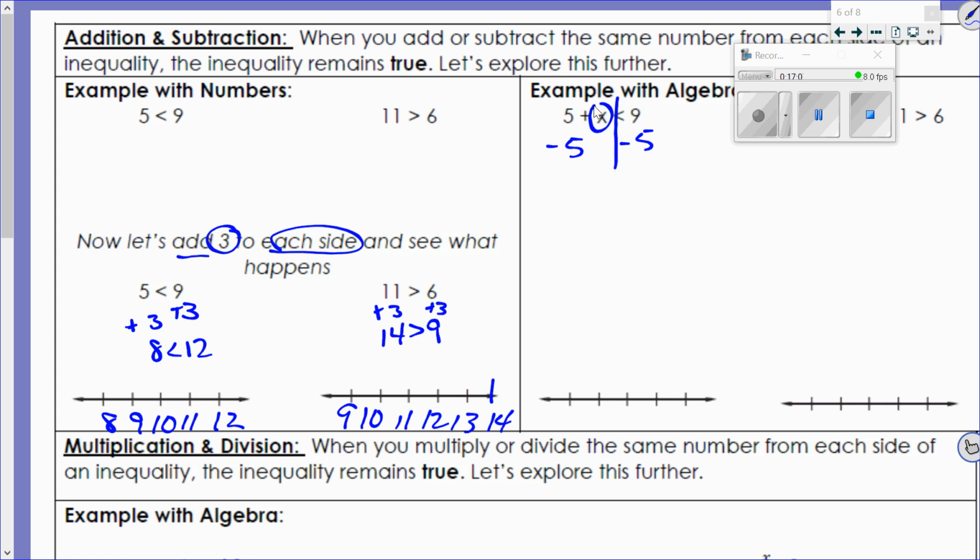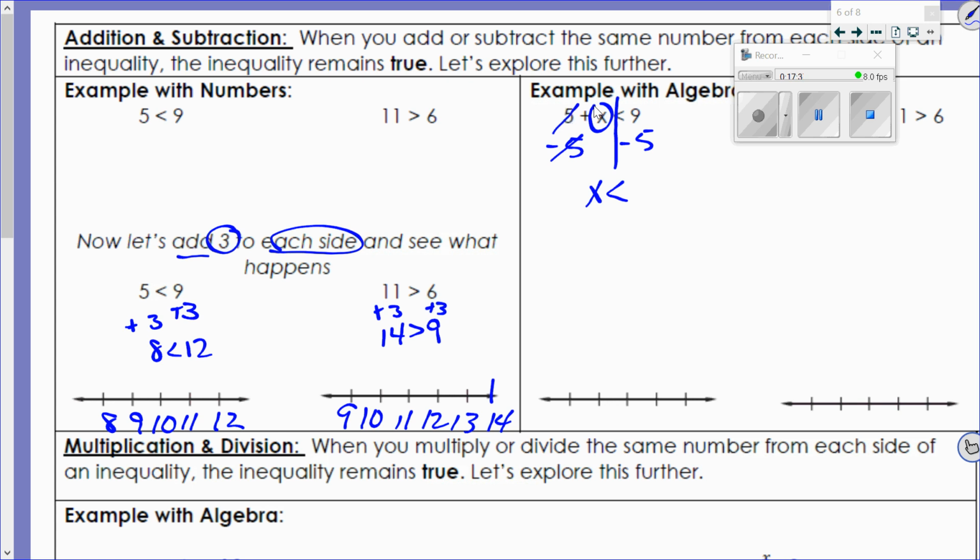Okay? So 5 minus 5 is 0. 0 plus x is what? X. What property? The additive identity property of 0. Well done, Devin. Additive identity property is 0. X plus 0 is x. Don't change your sign like I just did. Don't do that. Make sure you write the sign exactly like it is. Okay? So the less than sign comes straight down.